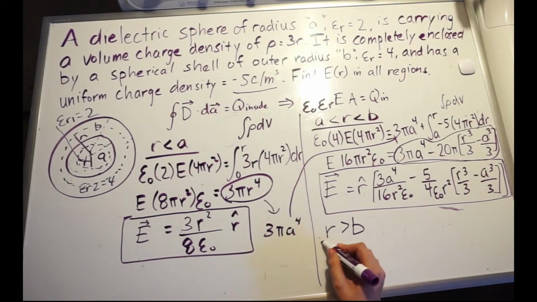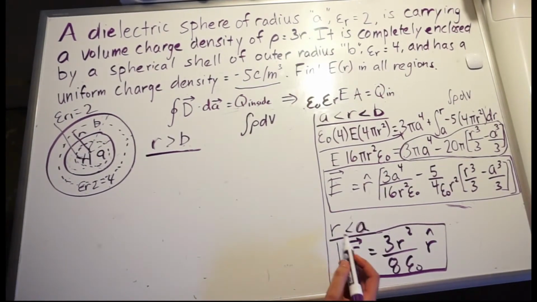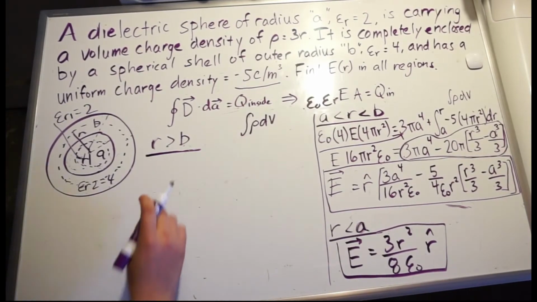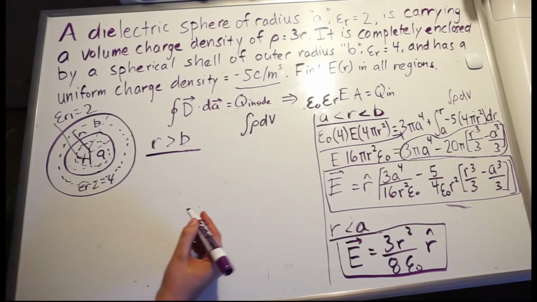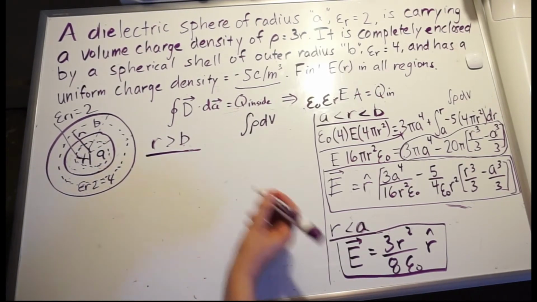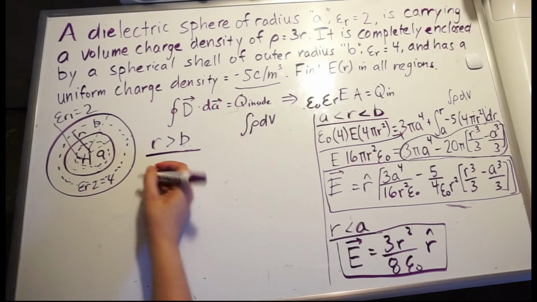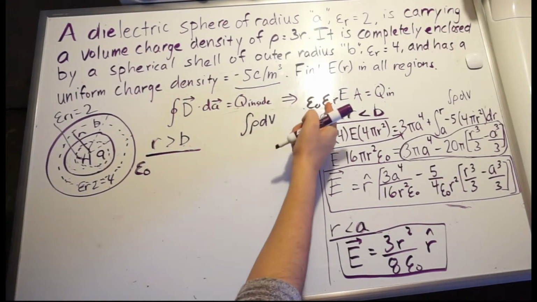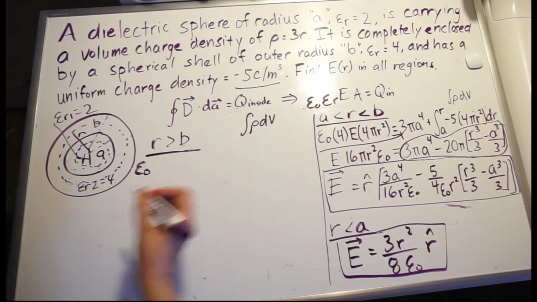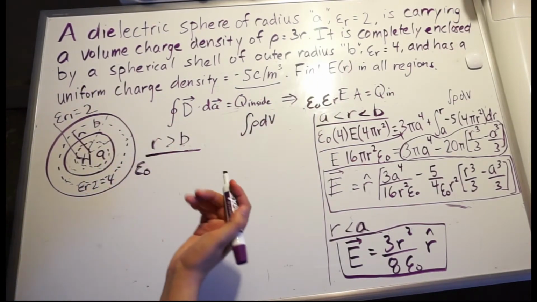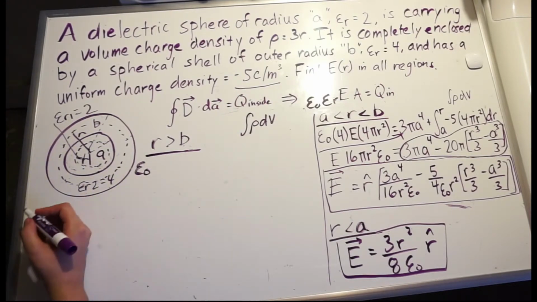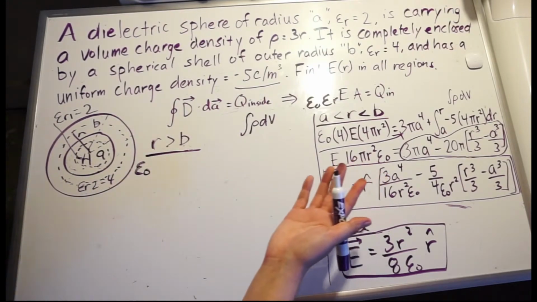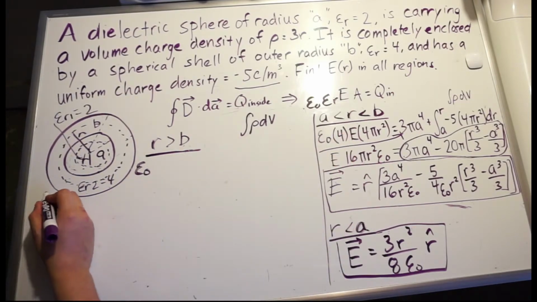And now let's move on to when r is greater than b. Okay, I just rewrote the E field for r less than a over here. So now let's do when r is greater than b. We're going to follow this equation again, E naught. Our dielectric constant outside of the sphere is in air. It's not given, so we just assume that it's going to be in air. So we're going to assume 1.